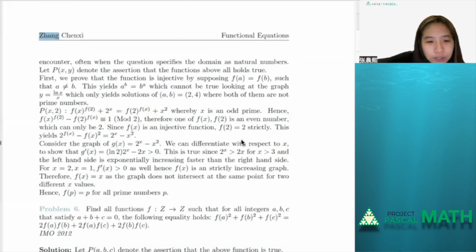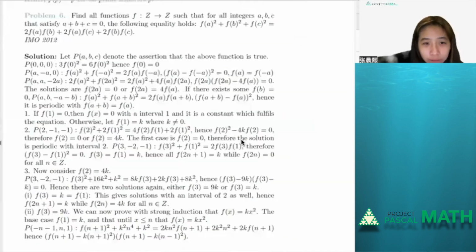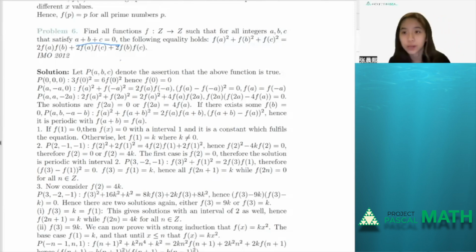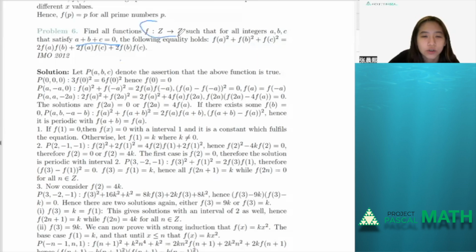Okay, now the last one is an IMO problem, and of course it's tedious. I chose it because it's tedious. Well, it looks interesting because you have this condition a plus b plus c equals 0. So you wonder, what conditions must it fulfill? The most immediate substitution you can get is when you substitute everything equals 0, and then you get this thing. So you have s(0) squared equals 0.